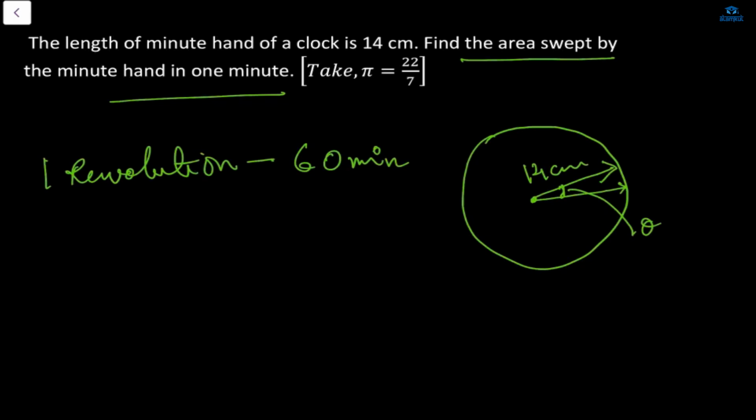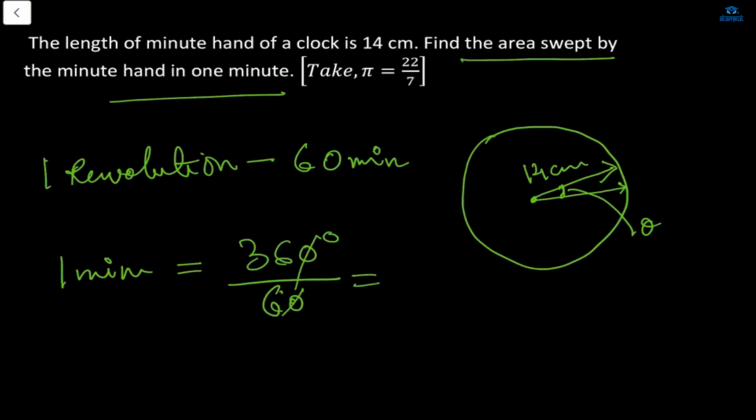Let's see. In 1 minute, the angle that will be covered, 360 is your complete angle. There are 60 minutes, so it will be equal to what? 6. 6 degree will be the value of theta in 1 minute. The value of theta in 1 minute will be 6 degree.